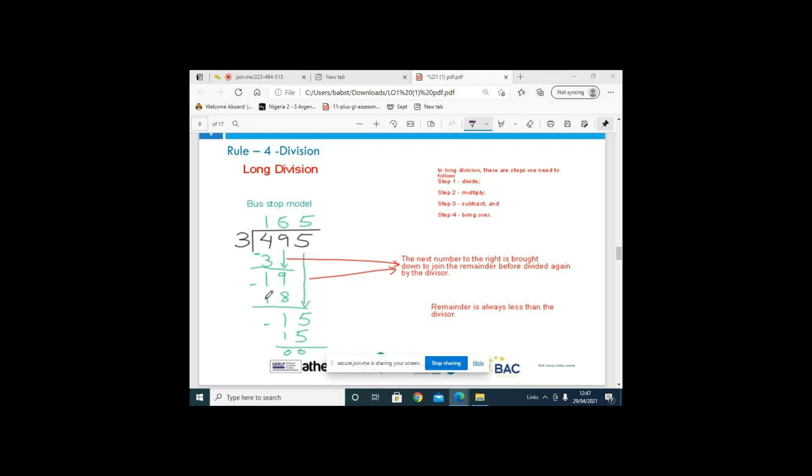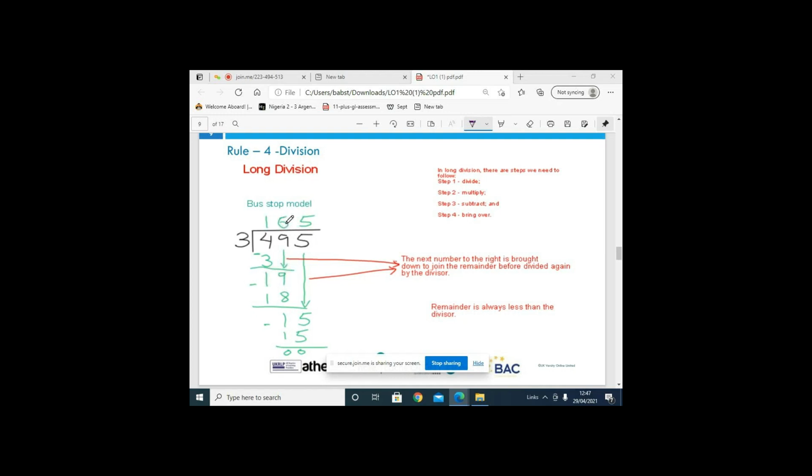So you put 19 down. How many 3s can you find inside 19? Can you mute yourself, Mr. Daniel? So how many 3s can you find inside 19? That's going to be 6, because 6 times 3 is 18. It's going to remain 1.